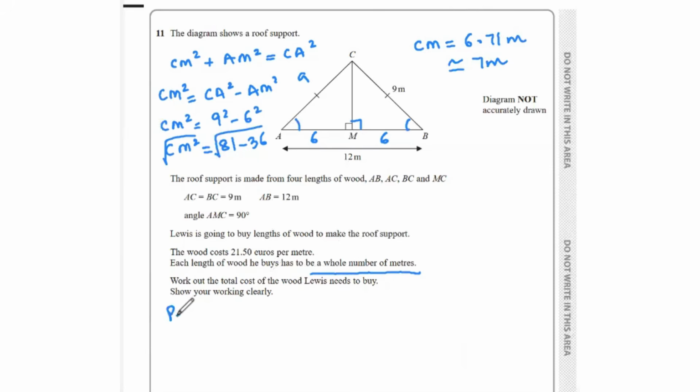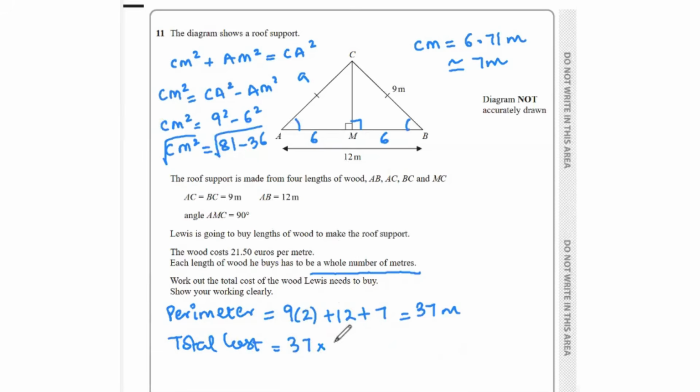So for the perimeter, which is basically the total length of wood that we need for this roof support, that's going to be 9 times 2 plus 12 plus 7, and that gives us 37 meters. For total cost, they said that per meter, it's 21.50 euros. So for 37 meters, it's going to be 37 times 21.50, and that gives us 795.5 euros. That is the total cost of wood Lewis needs to buy.